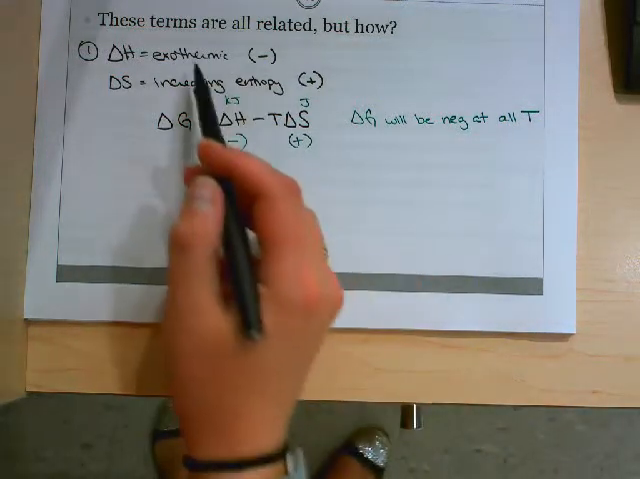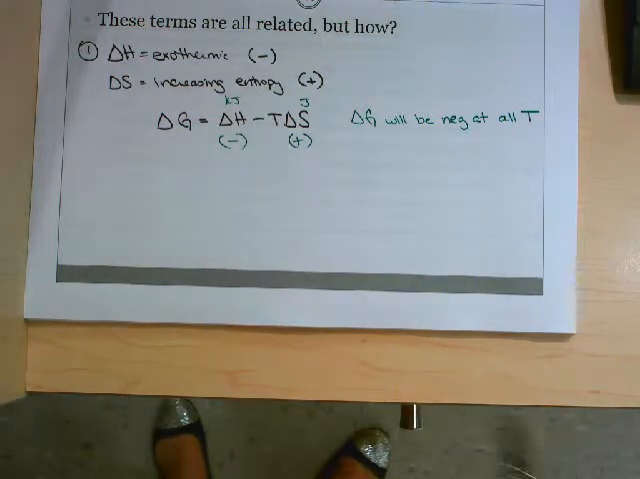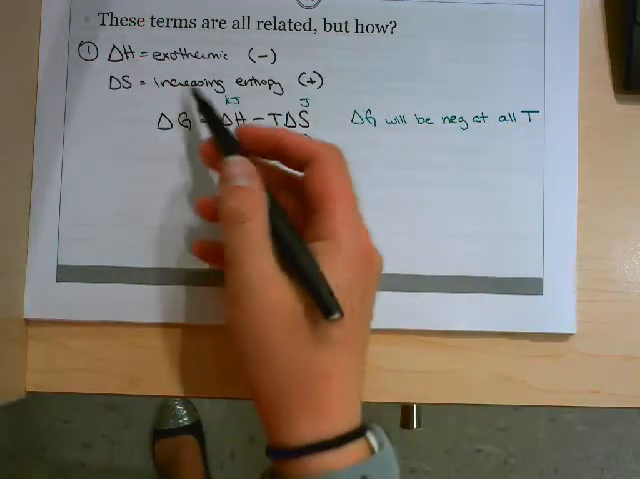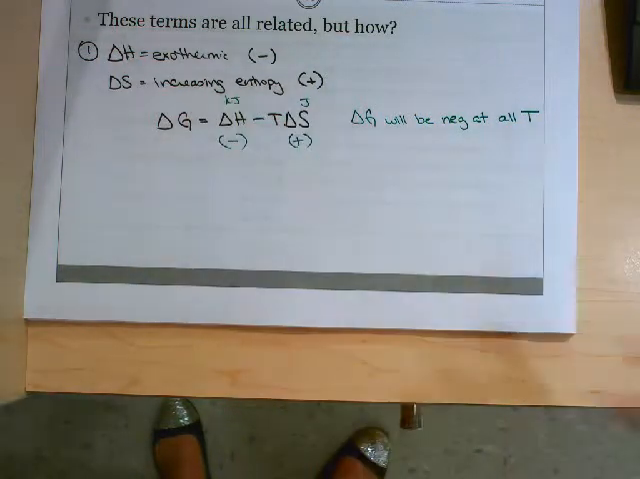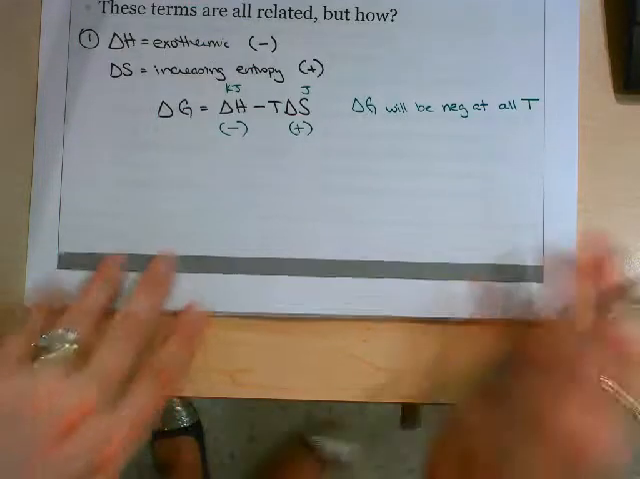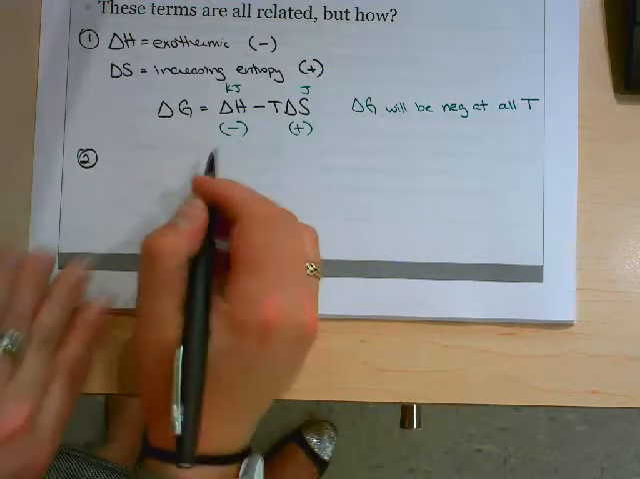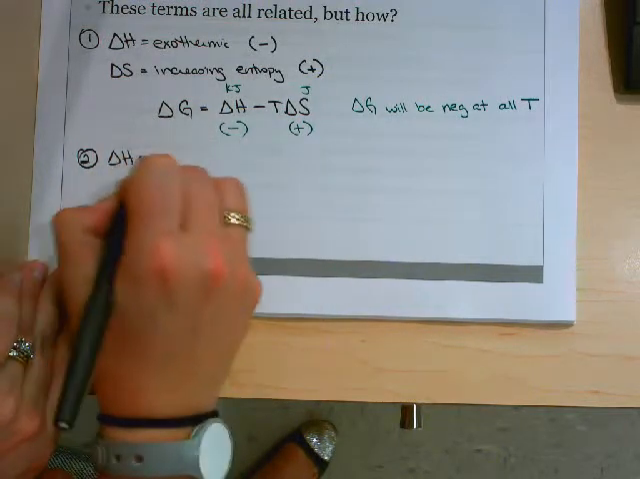Alright, so if you have an exothermic reaction with increasing entropy, should that be non-spontaneous or spontaneous all the time? Spontaneous, right? You already know that. Exothermic and increasing entropy, those are the two things that are always spontaneous. So always spontaneous combining together makes always spontaneous. Okay? Let's do the opposite case then.